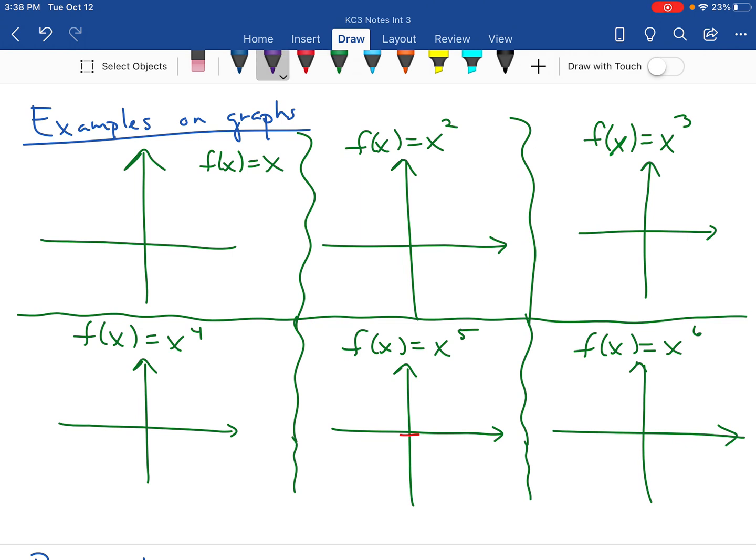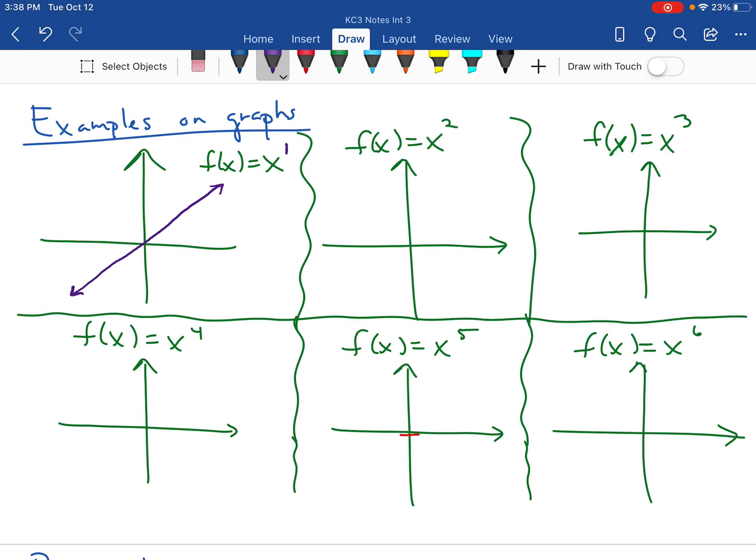All right, so for my first graph, I have f of x is equal to x. Now, if they do not have an exponent here, it is always a 1. So x to the 1st power, anytime you have a variable to the 1st power, it's going to be just a linear function. You guys should have covered this freshman and sophomore year.